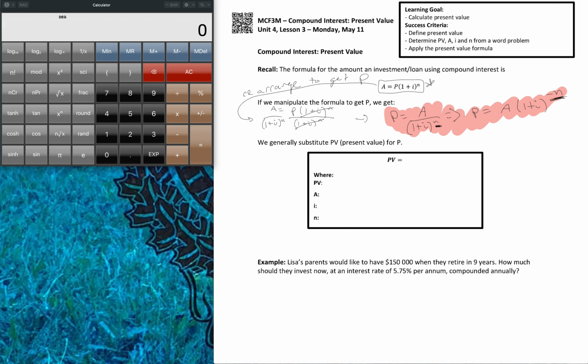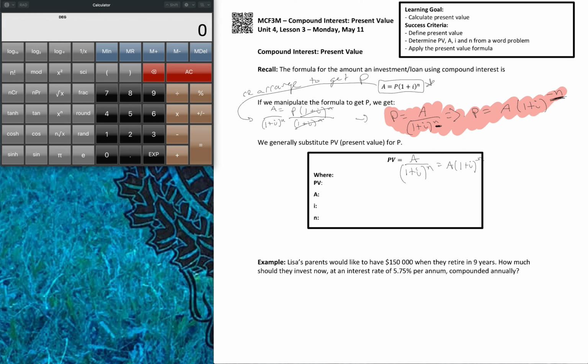Okay, and so we can actually rewrite this equation to be present value is going to equal A divided by 1 plus i to the power of n, which can also be equal to A multiplied by 1 plus i to the negative n. Okay? Same thing. You can use either of those. And maybe we'll see, depending on what kind of calculator you have, you might choose to use one over the other.